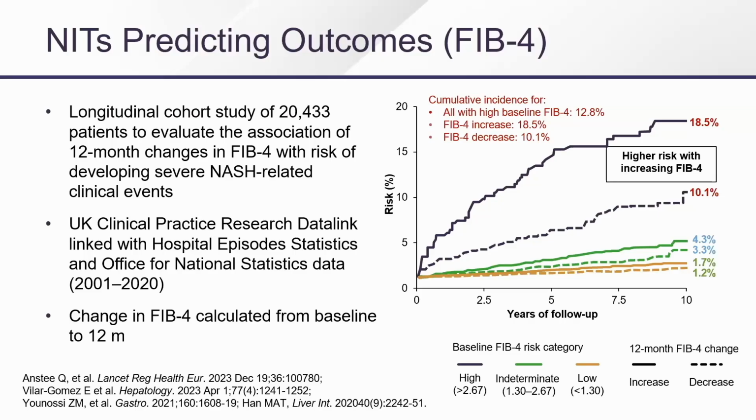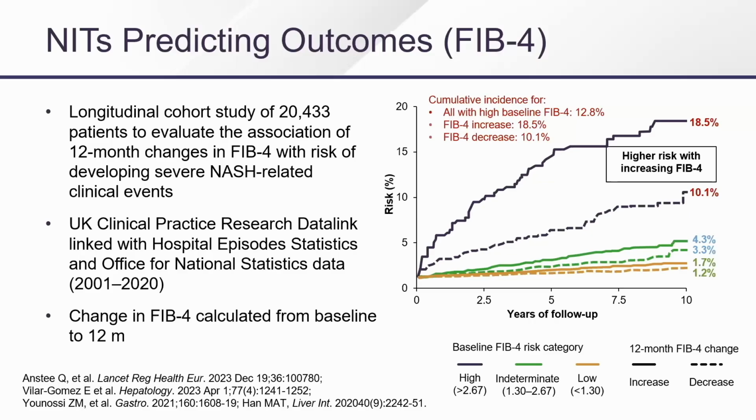This is the FIB4 story. This is over 20,000 patients followed up. If you look at those patients with high FIB4, intermediate FIB4, and low FIB4, those patients that come in with a very high FIB4, 3.25 or higher, are at higher risk of adverse outcome. Or if the FIB4 increases over time, that also would indicate a more aggressive outcome.